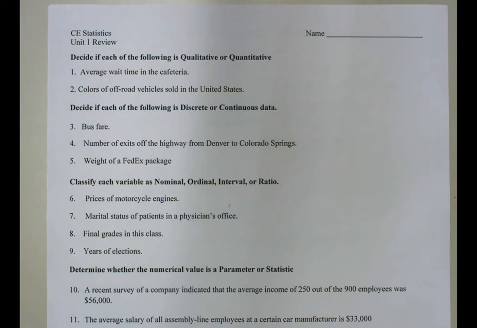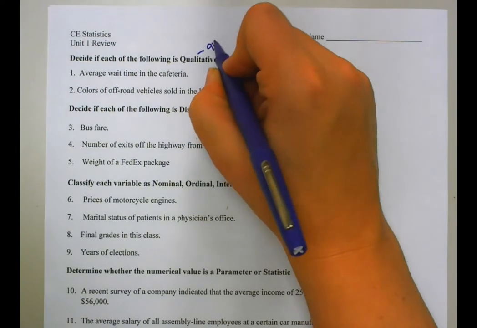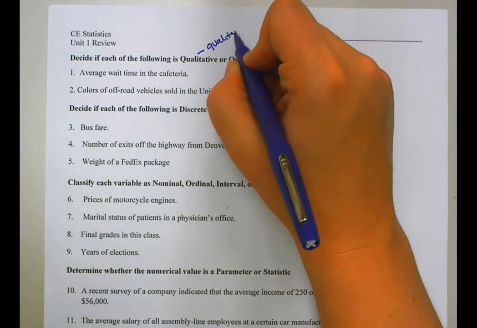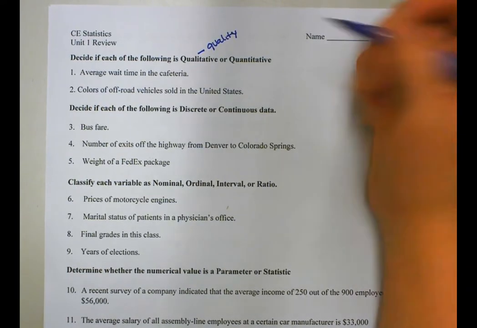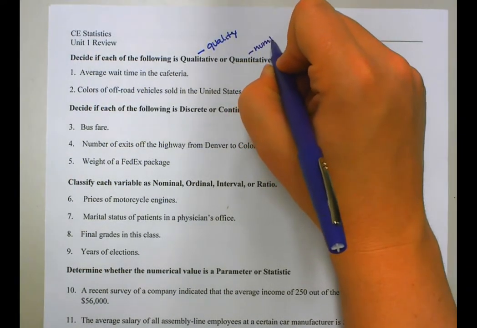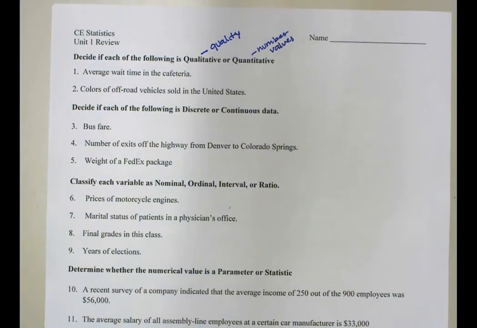So Unit 1 was really heavy in vocabulary. So we're just going to go over what the vocabulary looked like and then how we can use it in statistics. So the first couple questions decide whether something is qualitative or quantitative. Remember, qualitative is like a quality of something. So words, like what color something is, and then quantitative is our number values or a quantity that describe things. So qualitative is more of like quality. Quantitative is a number or value.